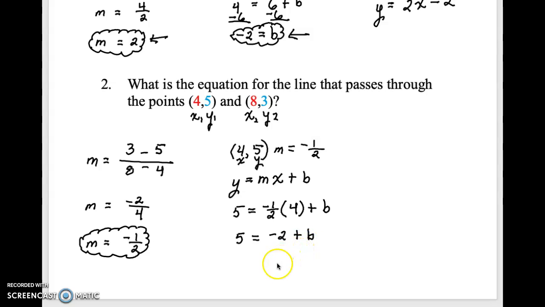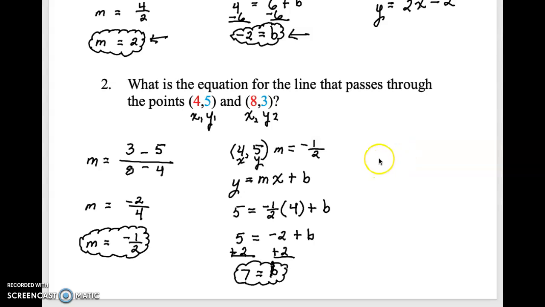We have to isolate the b, or get it alone, so we're going to get rid of the negative 2 by adding 2 to both sides. 5 plus 2 is 7. The 2's cancel, and we get b equals 7. So now we have the second part of our ingredients for the slope-intercept equation.